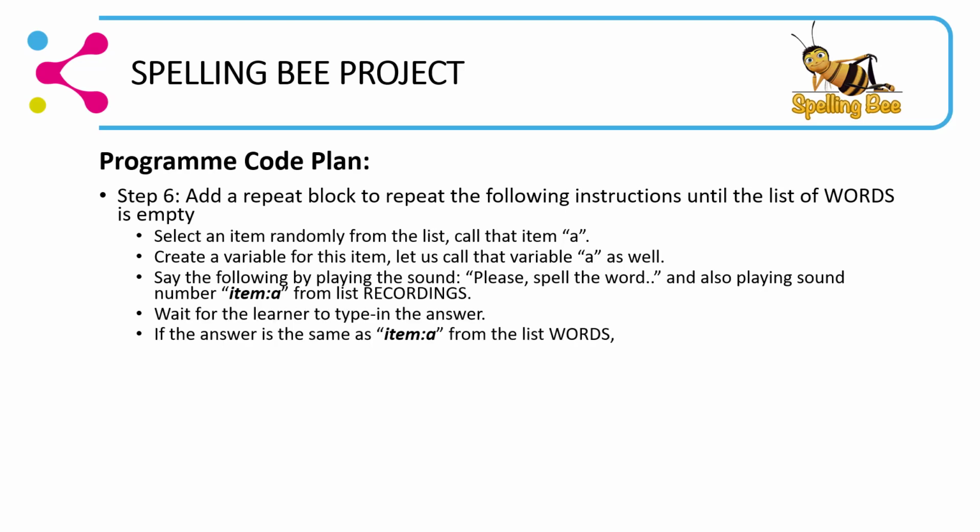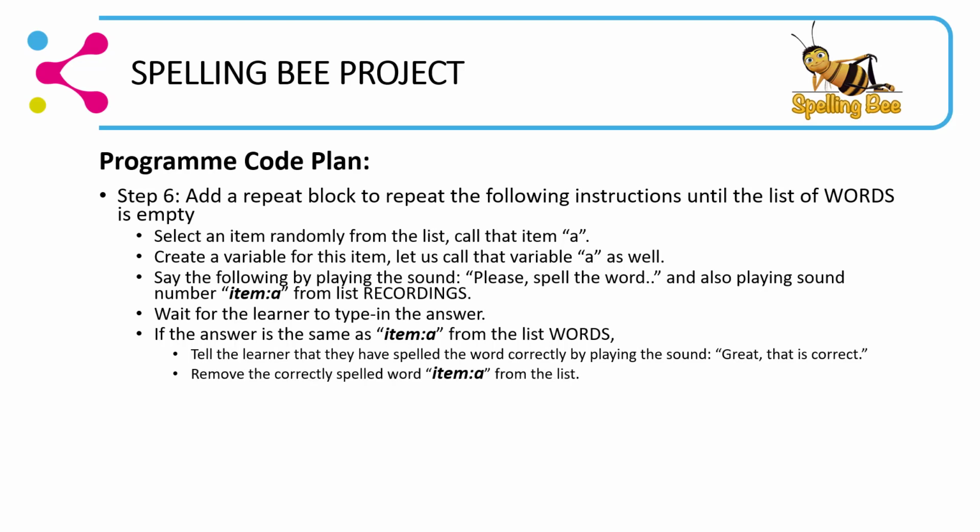Wait for the learner to type in the answer. If the answer is the same as item A from the list words, then the learner has spelled the word correctly. Tell the learner that they have spelled the word correctly by playing the sound. Great, that is correct. Remove the correctly spelled word item A from the list.